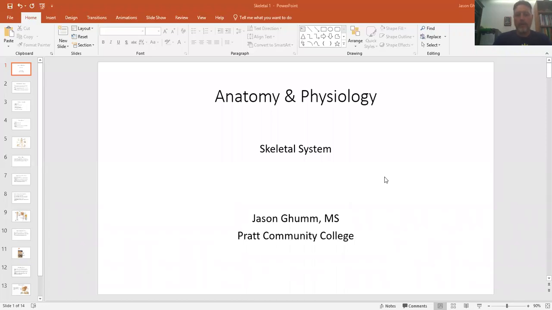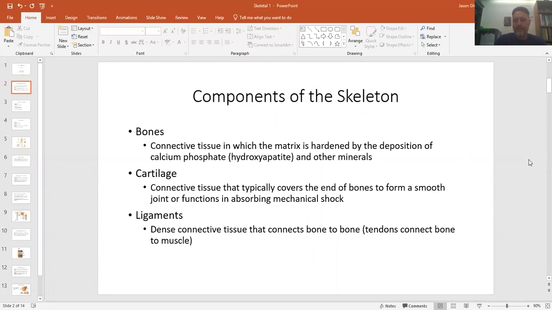All right, we're going to start this first skeletal system lecture. This one will be rather short. Again, skeletal system. It's in chapter 6, I believe it is. All right, components of the skeletal system.